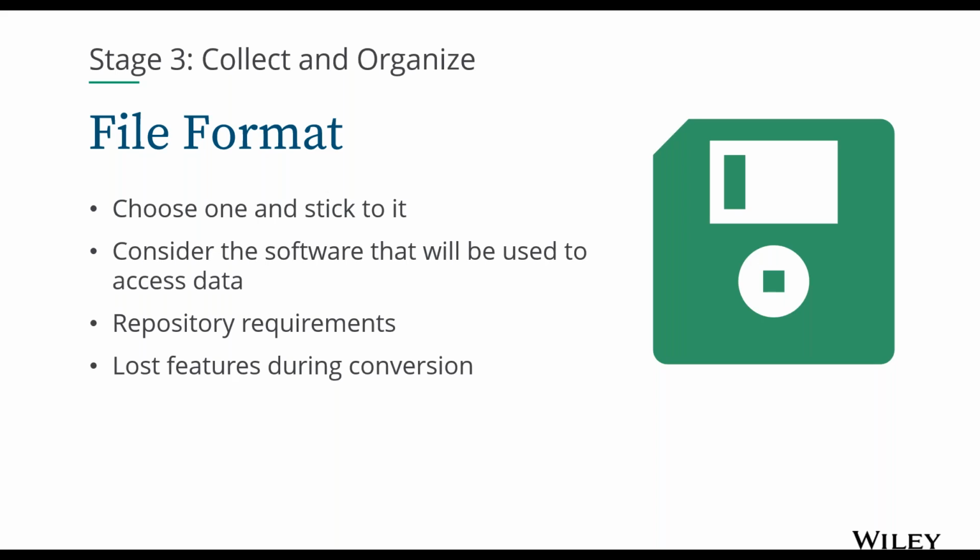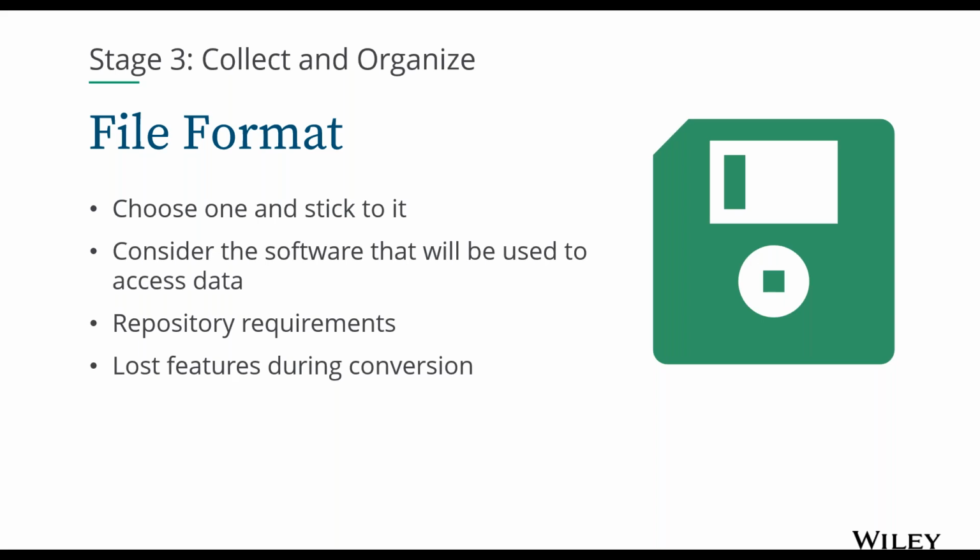Okay, file format. When you format electronic data files for long-term preservation and ease of sharing, you want to make it easy for people to find your data and open it up. There are obviously many different formats for each type of file. For images, there's JPEG, there's PDF, there are so many, but you want to choose one and stick with it.